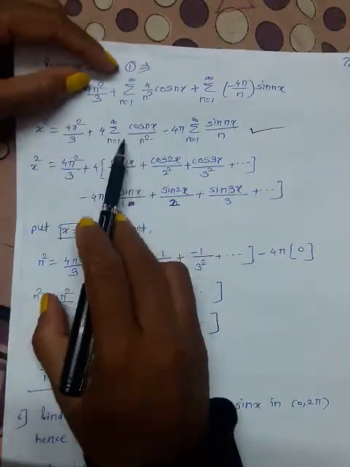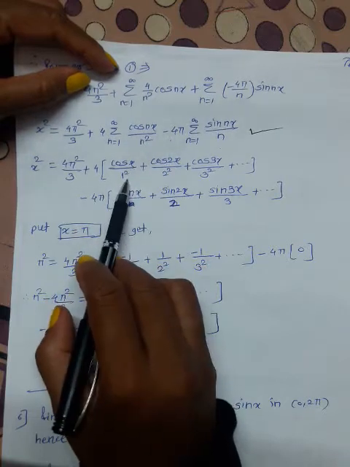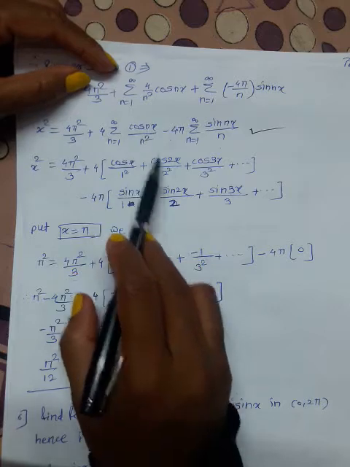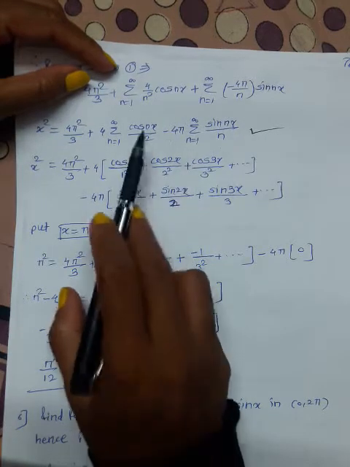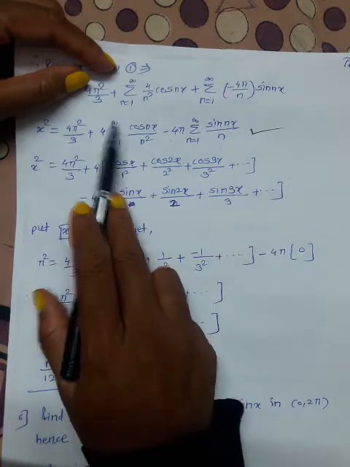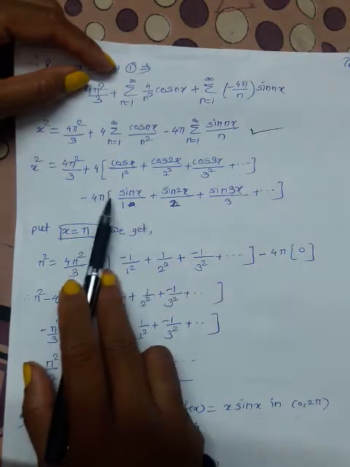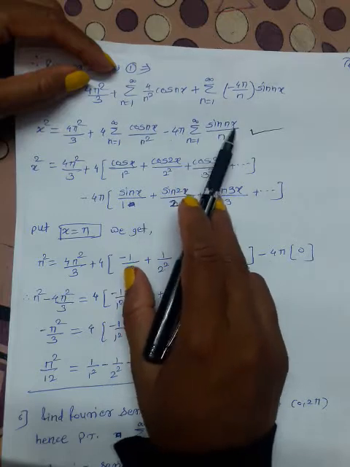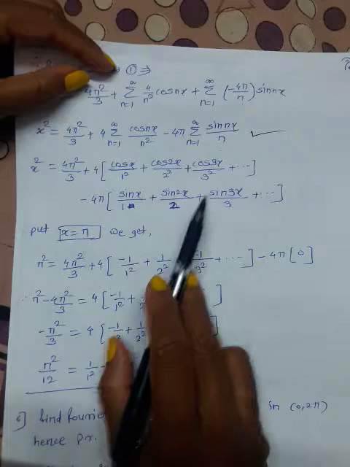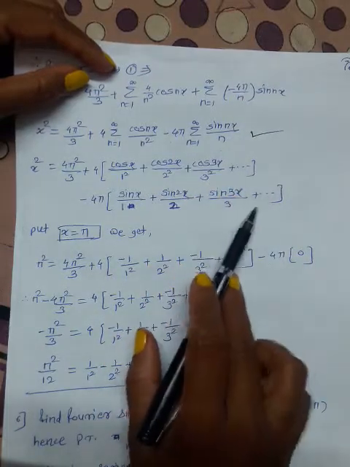Put n value 1 here, we get cos x upon 1 square. N square is 1 square. Plus put the value of n is equal to 2, we get cos 2x upon 2 square. Plus cos 3x upon 3 square plus and so on, these are the infinite series. Minus 4 pi as it is. Now put the value of n is equal to 1, sin x upon 1 plus sin 2x upon 2 plus sin 3x upon 3 plus and so on.